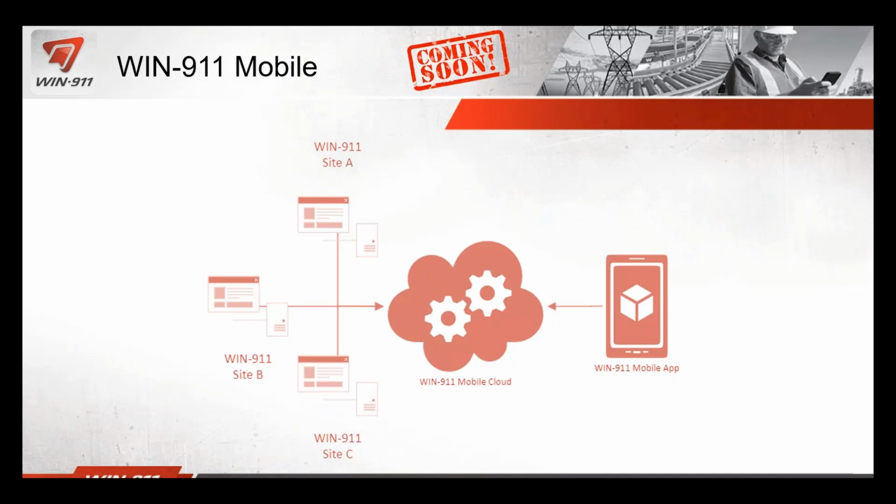The mobile cloud is really a simple pass-through proxy. We do aggregate across multiple sites, so a single app can log in and be a member of multiple Win911 sites. They can do requests against those sites. They can see all of the reports that are defined everywhere across those sites. And their summary window is going to be aggregating alarms from all of those sites.